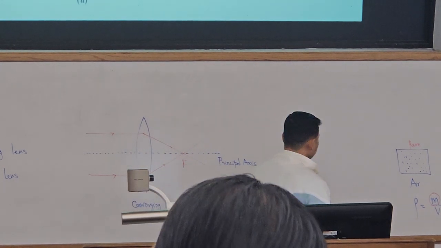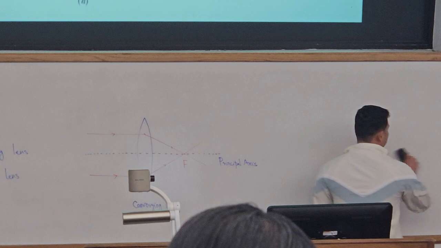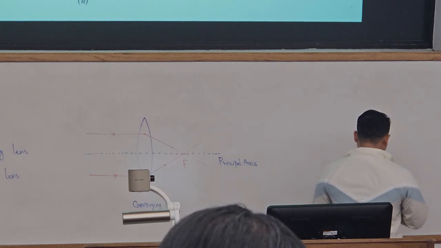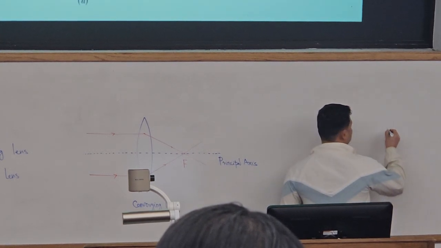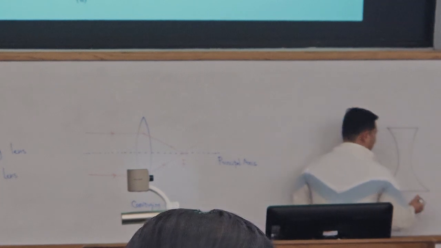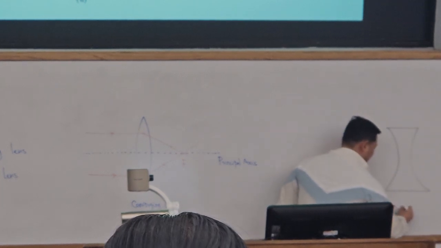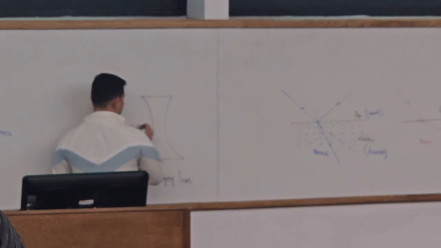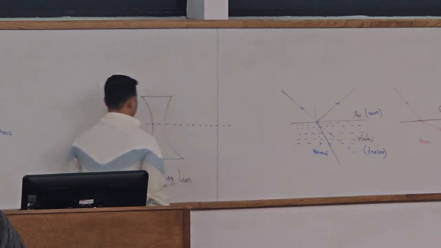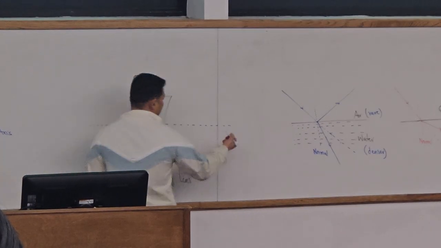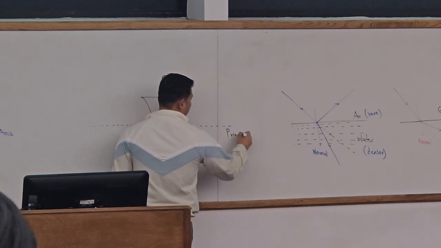Okay, so let me go further. The another kind of lens is diverging. Let me represent over here. The shape looks like this. So diverging lens. You have a principal axis, again, this is a principal axis.